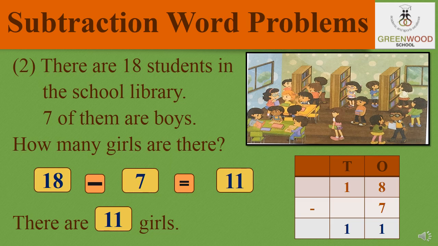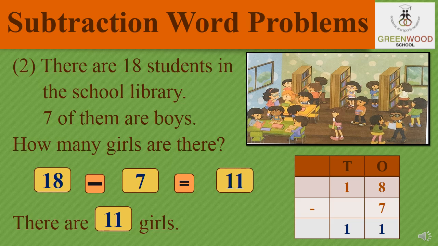But 18 is a very big number. Do you have 18 fingers? No ma'am, we don't have 18 fingers. So now what to do? We cannot do subtraction? No, that is not possible. We can do it. So we'll split 18 in 2 parts, ones and tens.